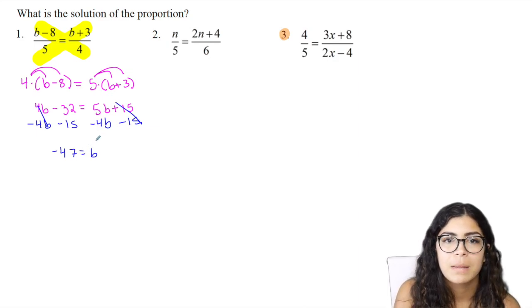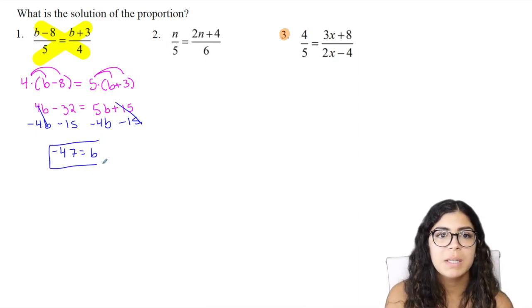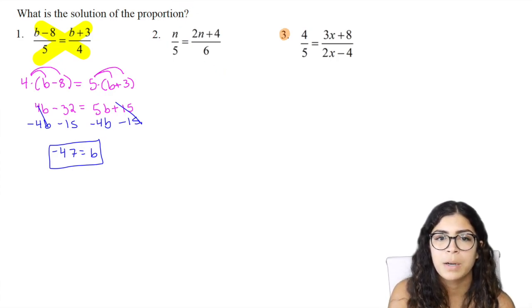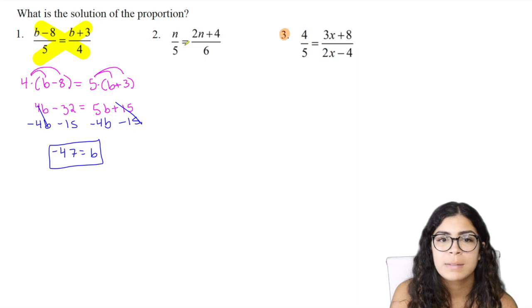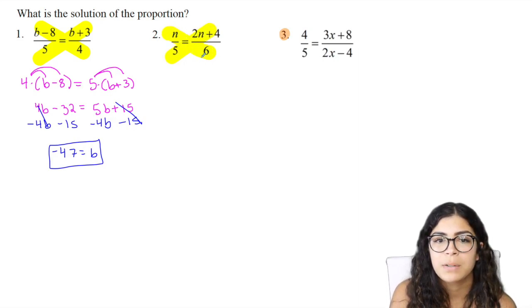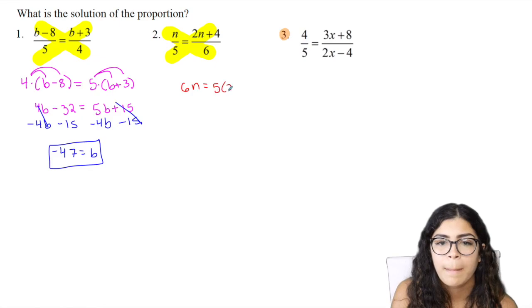Okay, let's try another one. So same thing here. As long as you have one fraction equal to one fraction, then you could do the cross products. So 6 times n would just be 6n. 5 times 2n plus 4 will really be 5 times 2n, which is 10n. And 5 times 4, which is 20.